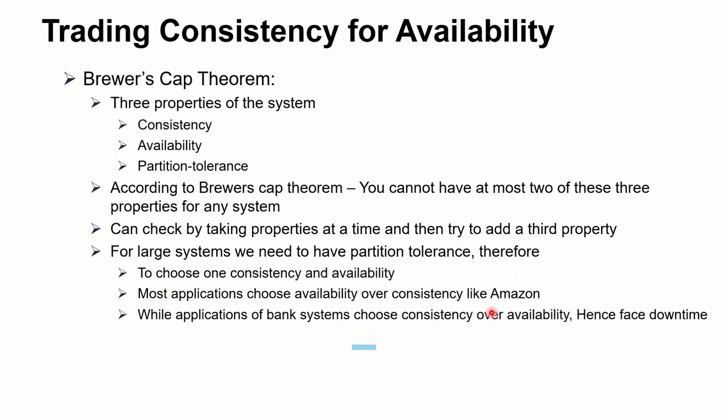In Amazon, at any point of time we only want to be able to order any item. That is high availability, but the system might not be consistent at every point of time. Bank applications, however, choose consistency over availability. That's why many times we see downtime in banks: availability is not there, but we need high consistency because we are dealing with money.